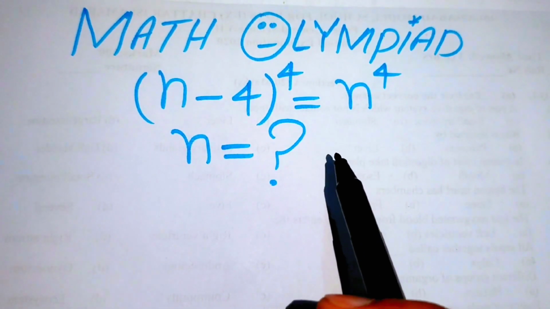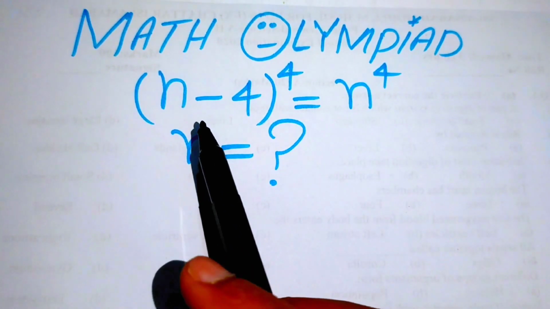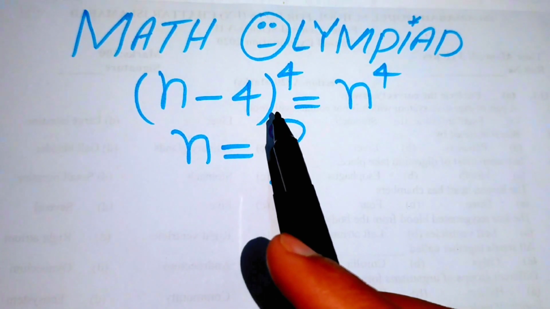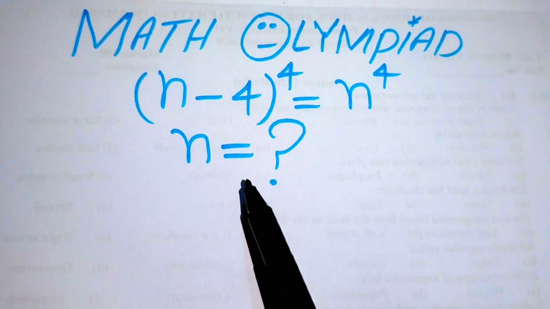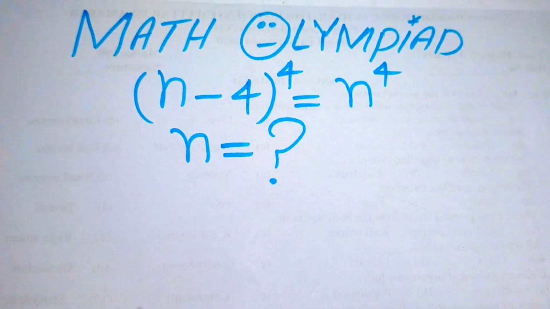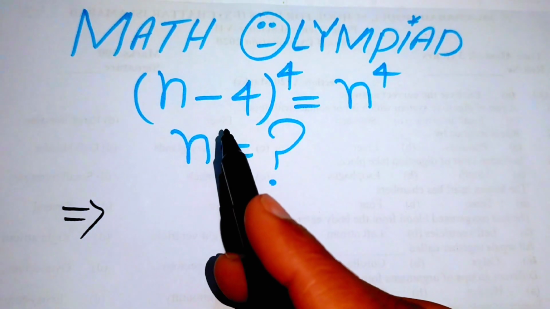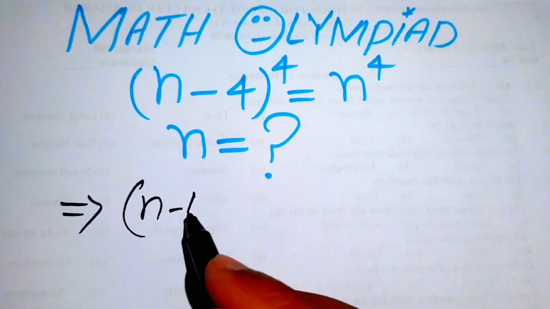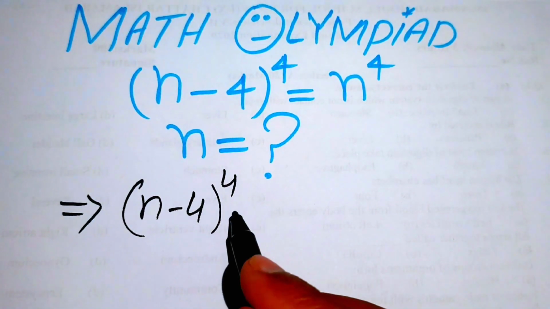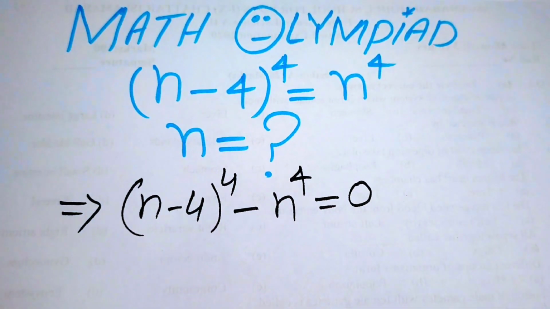In this video, we are going to solve this nice math Olympiad algebra problem, where we have (n - 4)^4 = n^4, and we find the value of n. The very first step is to move this n^4 to the left-hand side and write it as (n - 4)^4 - n^4 = 0.